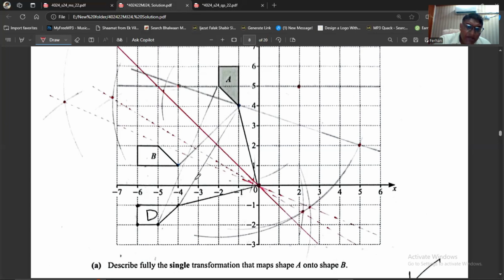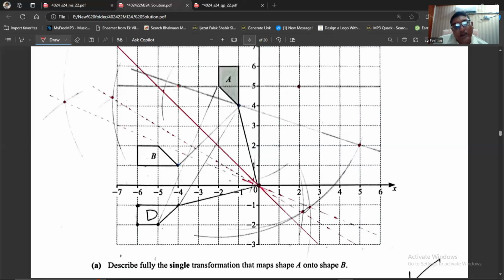I will join them, and then I will draw their perpendicular bisector. So I will put my compass here. I will draw an arc here. I will put my compass needle here. I will draw an arc here. You can see this arc. I put my compass needle here. I will draw an arc here. And when these two arcs intersect, this point and this point, okay?